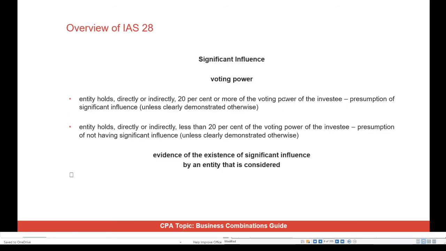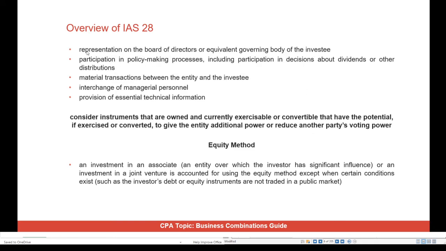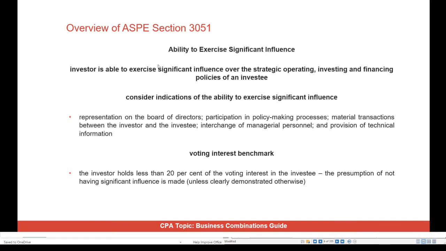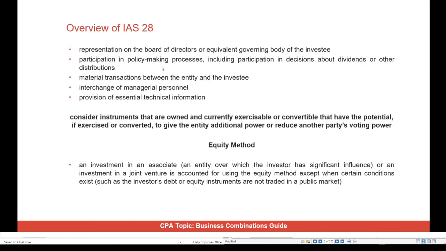Significant influence is about voting power, at least 20%. But the percentage is not really the main guiding standpoint. It's really the evidence of how the significant influence exists, and that can come from representation on a board, participation in policy-making processes, material transactions, interchange of managerial personnel, and providing technical information. The method you're going to use to record it is called the equity method. That's what your recognition discussion is going to go through, and your definition is going to discuss whether or not there is significant influence.